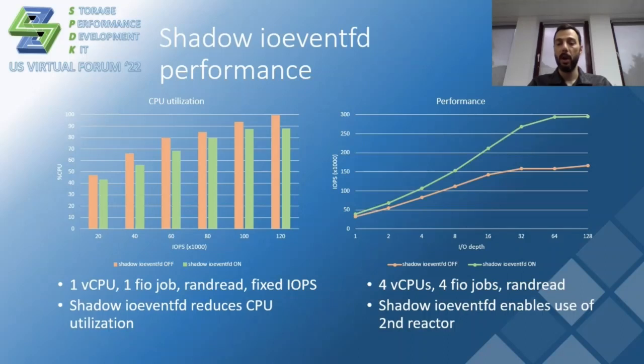On the right graph, we see the benefit of using a second reactor. We see that shadow ioregionfd achieves almost double the performance of the non-shadow ioregionfd case at higher I/O depths.